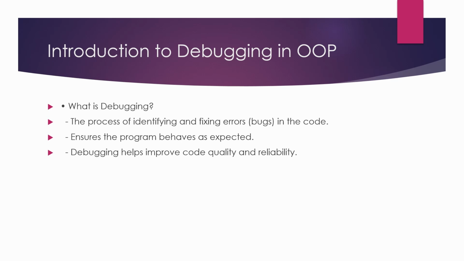debugging. Debugging is the process of identifying and fixing errors, commonly known as bugs, in your code. It ensures that the program behaves as expected and helps improve code quality and reliability. It's an essential skill for every programmer.